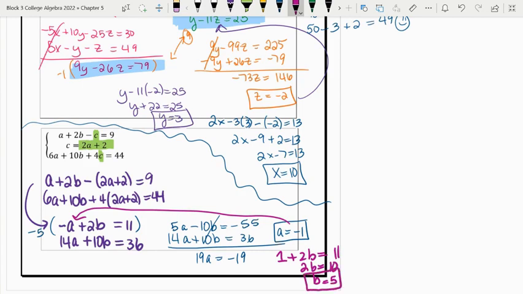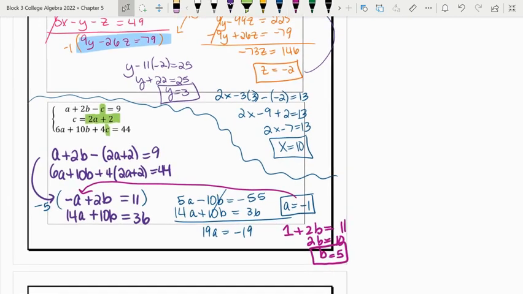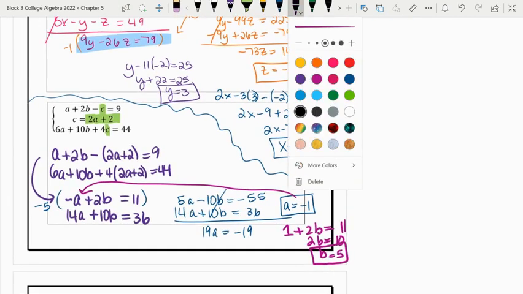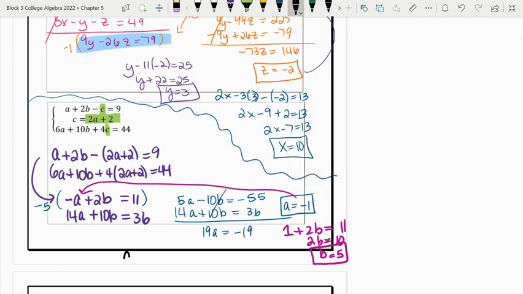So we have a and b. Now we need to find c. And c says it is, get a new color. C is 2a plus 2. So c equals twice negative 1, so negative 2 plus 2, which is 0. So my solution set is a equals negative 1, b equals 5, and c equals 0. So you could write those as a, b, c: negative 1, 5, and 0.